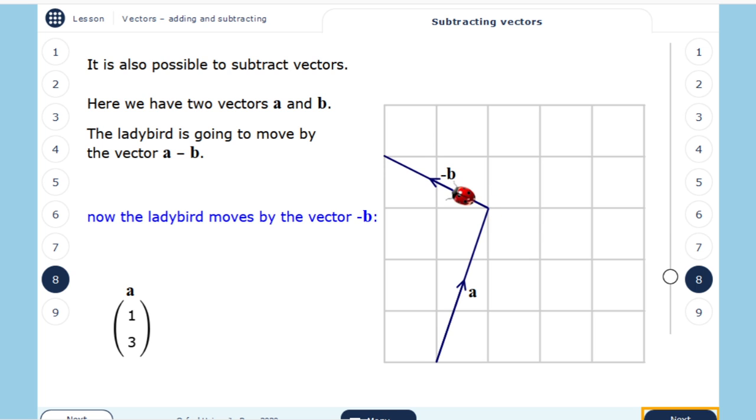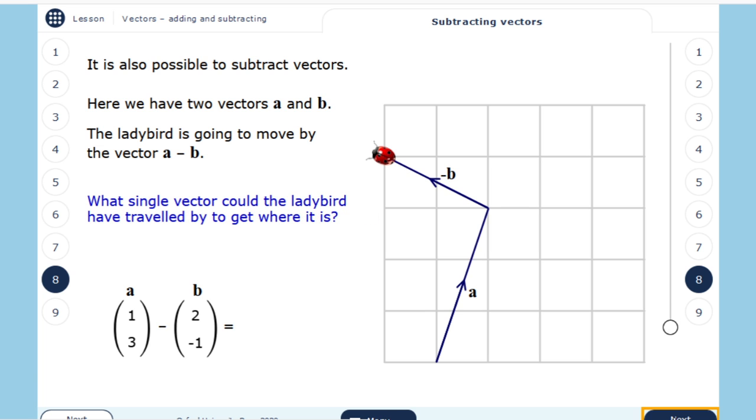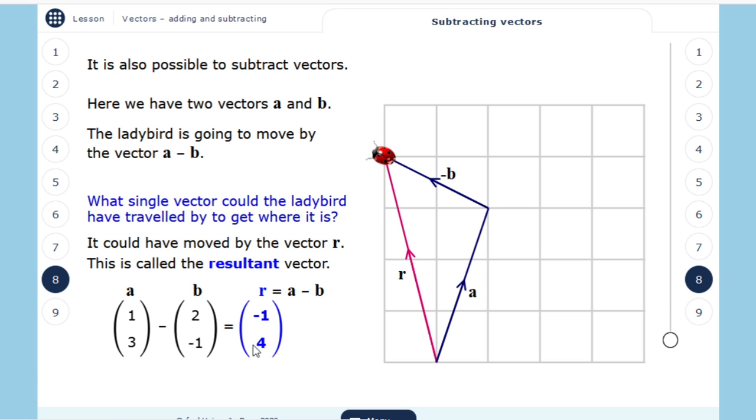So the ladybird will move in that direction, which is just subtracting the components of each vector: 1 minus 2, minus 1, and 3 minus 1, gives (minus 1, 4). The vector R is called the resultant vector.